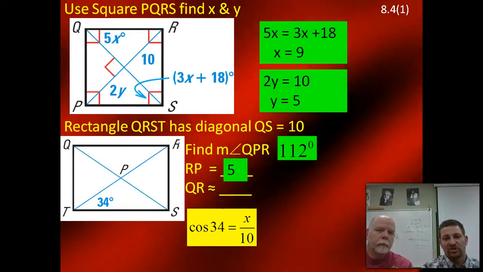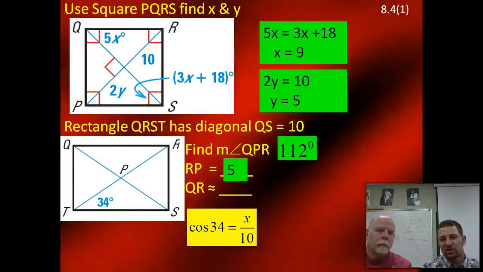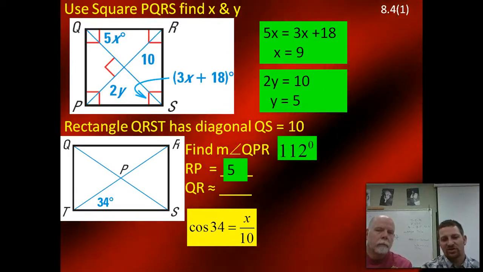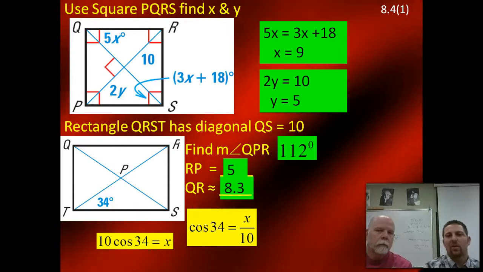Since we know that RT is 10, we have a hypotenuse, and we want the adjacent. QR is the same as TS, so I can use TS in place of QR and still get what QR is worth. Since I want the adjacent, cosine 34 equals x over 10, the hypotenuse of that right triangle on the bottom. Multiplying, I get 10 cosine 34 equals x, or about 8.3, an approximation of that length.